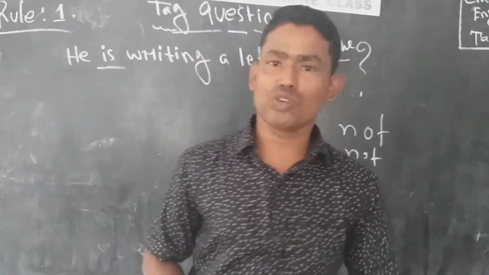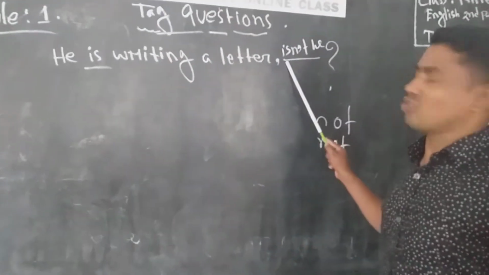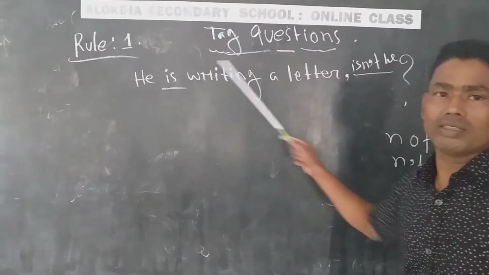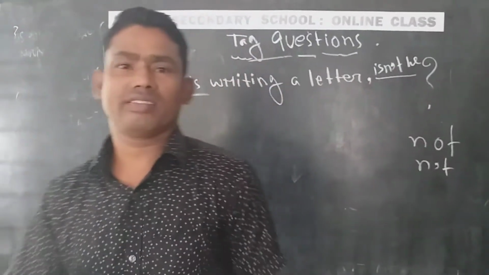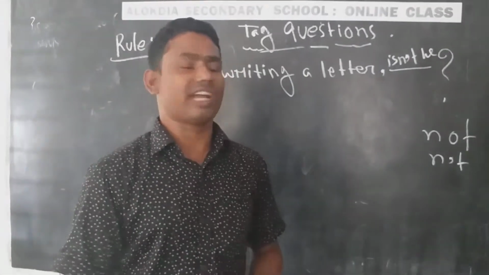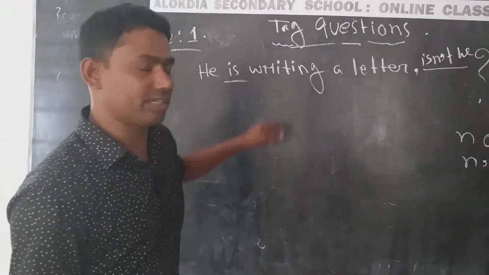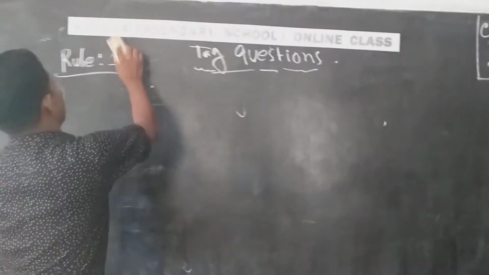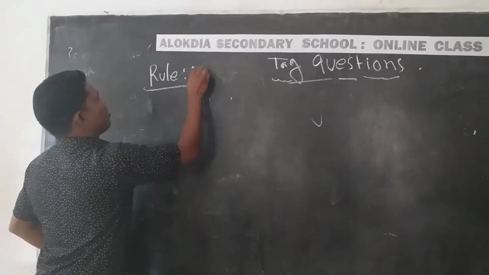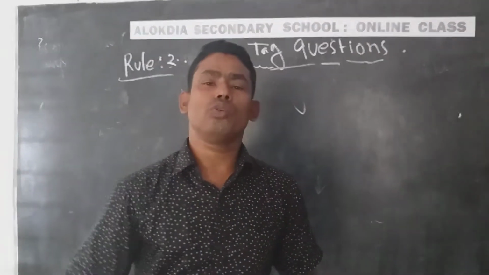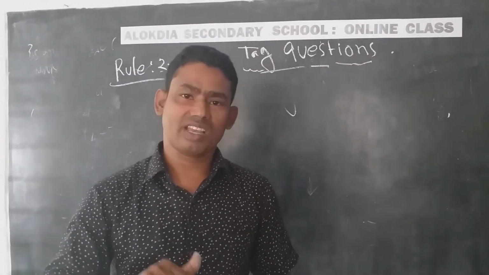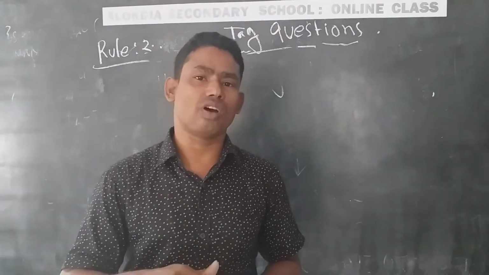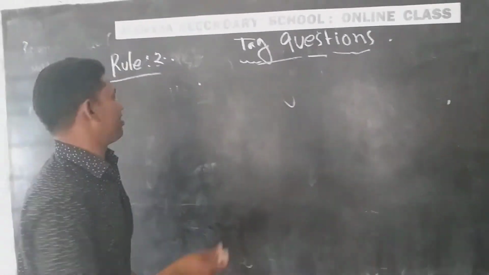So, dear student, we have come to know that at first we put the auxiliary verb, then the short form of not, and then the pronoun form. So, dear students, I am going to write another rule of tag question. Please write it down on your pad. Rule 2. For tag question, we need to use the pronoun of the subject. That is, if the sentence begins with a noun, we need to put the pronoun form of that subject or noun.